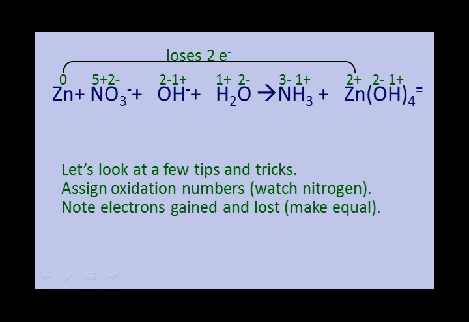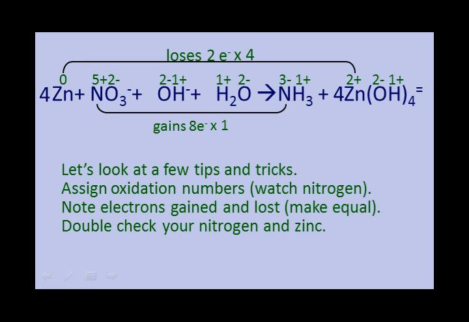Well, what's changing? Zinc is going from a 0 to a +2, and in the process is losing 2 electrons. What else is changing? That nitrogen is going from a +5 to a -3, so it has gained 8 electrons. Now, to make electrons lost equal electrons gained, we need to multiply the top by 4, which means 4 zincs here and 4 zincs here. Technically, we multiply the bottom one by 1, but we don't actually put anything in front of those because a 1 is already understood to be there.